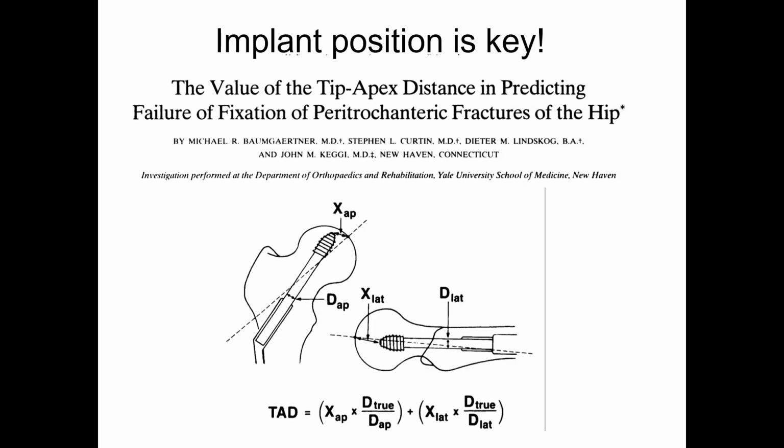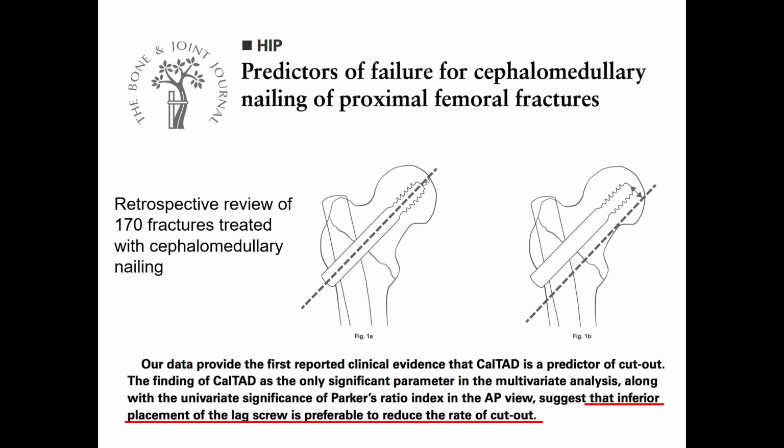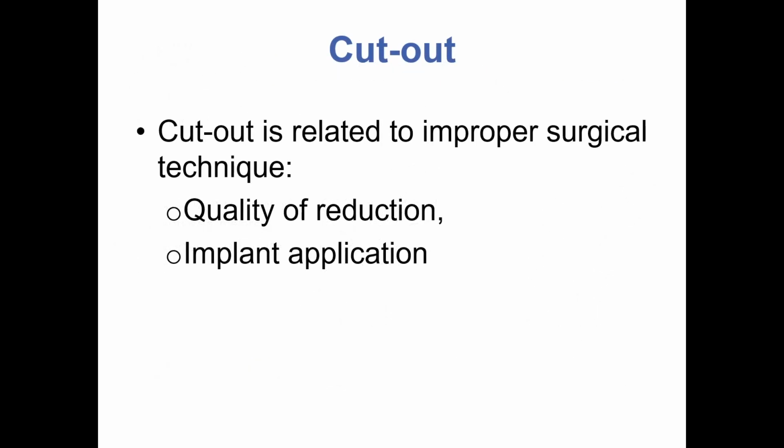Implant position is also absolutely key. Tip to apex distance has been very valuable in predicting failure of fixation of plates when treating intertrochanteric fractures of the hip. Similarly, screw position for cephalomedullary nails should either be center-center or inferior center for optimal results. So cutout really has little to do with choice of implant. It has mostly to do with improper surgical technique related to poor quality of reduction or poor implant application.